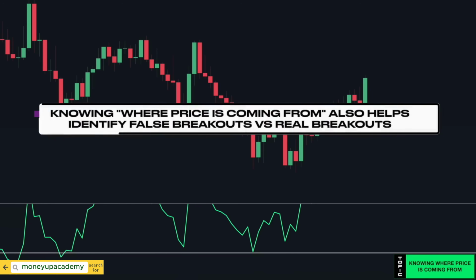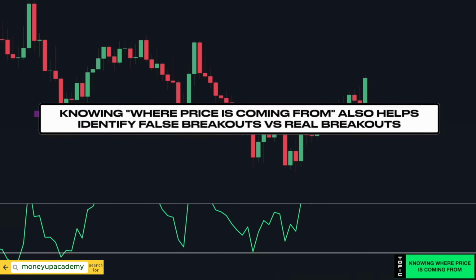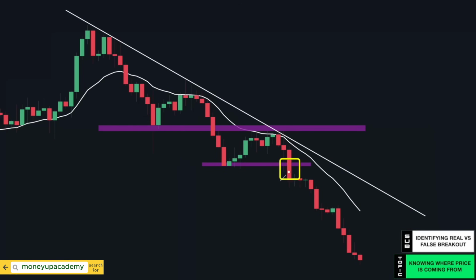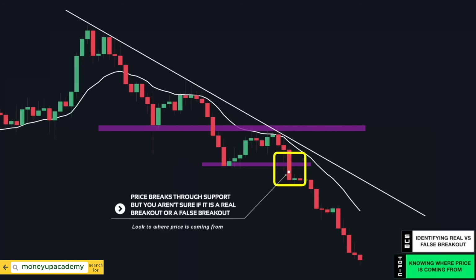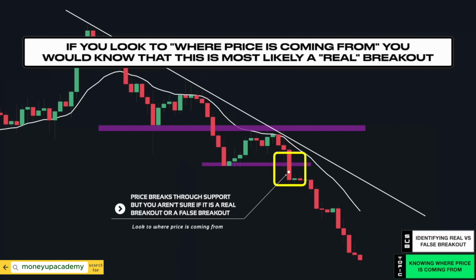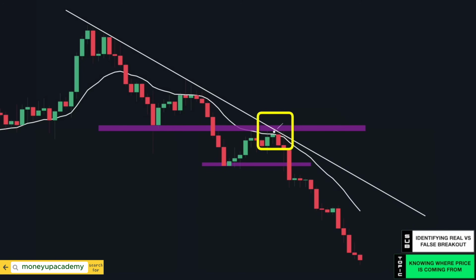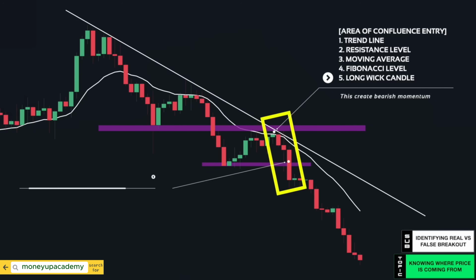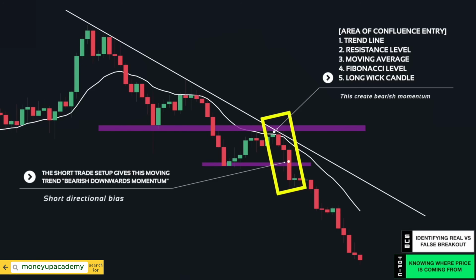Now this same concept applies to false breakouts as well. So you notice this candle break through support, but you aren't sure if this is a real breakout or a potential false breakout. Again, if you look to where price is coming from, you would notice something very telling. You had this recent high quality short trade setup at this area of confluence where the trend line, resistance level, and moving average all crossed. This gives the moving trend a short directional bias and heavy bearish momentum.